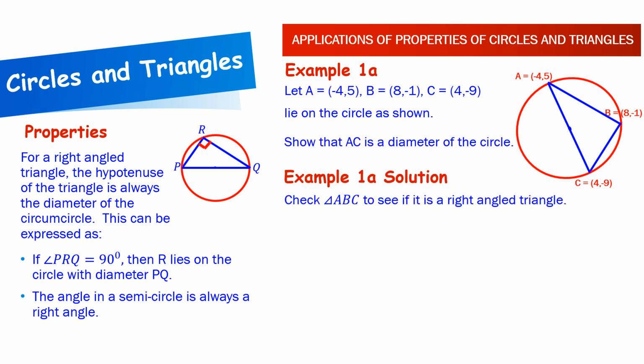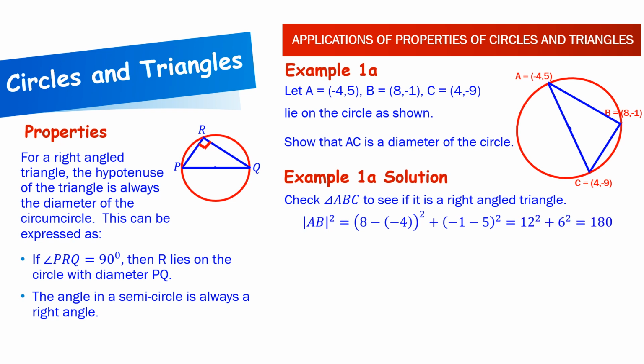So let's solve this. First, we're going to check that the triangle ABC is a right-angled triangle. Now, the length of one side, mod AB, all squared, is equal to 8 minus -4, all squared, plus -1 minus 5, all squared. This gives us 12 squared plus 6 squared, which is equal to 180.